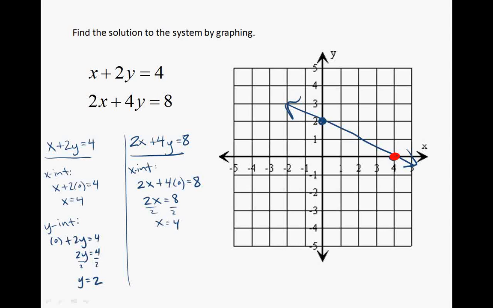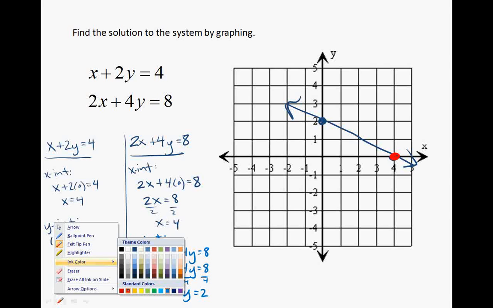Let's finish graphing though. If I want to find the y-intercept, I'll put in 0 for x and solve for y. So divide both sides by 4. That will give me that y is 2. Look at that. The y-intercepts are the same.